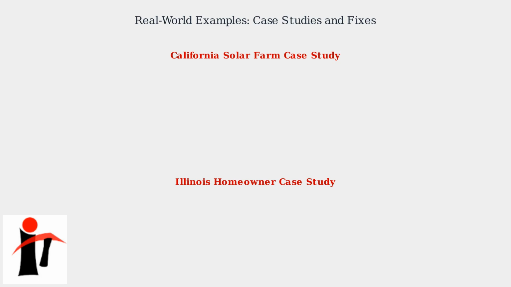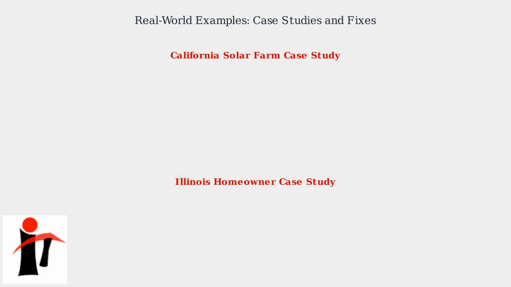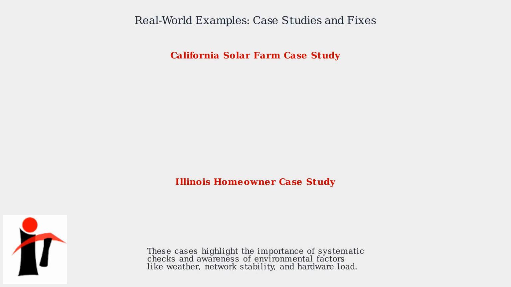In a commercial example from New York, a 500 kilowatt solar array with Tesla integration experienced data lags during peak hours. Tesla support traced the issue to inverter overload, and after an on-site adjustment combined with a firmware tweak, accurate production tracking was restored. This led to better load balancing and a 15% efficiency gain, according to the building owner's energy audit. These real-world cases underscore the importance of systematic checks and awareness of environmental factors such as weather conditions, network stability, and hardware load.